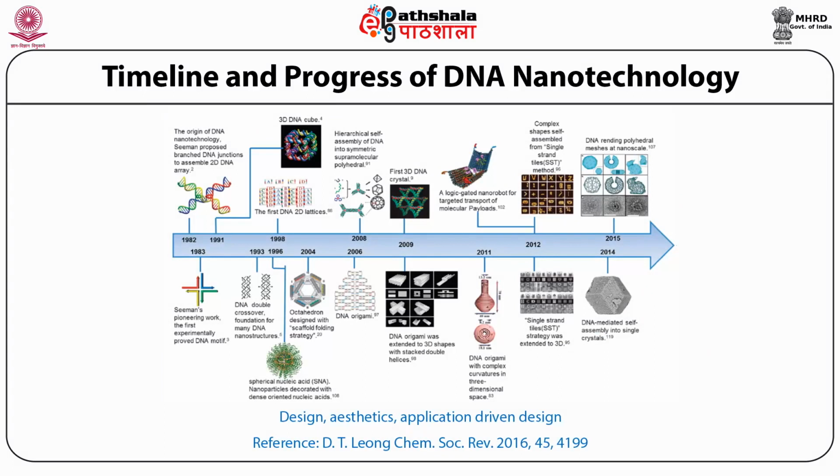So if we summarize the timeline and progress of DNA nanotechnology, it all started in the 1980s with the DNA double strand with the Holliday junction, when scientists started to use the sticky end concept to form two-dimensional or one-dimensional lattices. Then came three-dimensional DNA cubes or polyhedra, different kinds of three-dimensional structures. Then came DNA origami, and associated with it a lot of applications. Initially there were a lot of efforts on design, but in recent times it is all about aesthetics, and application driven design has got the priority.